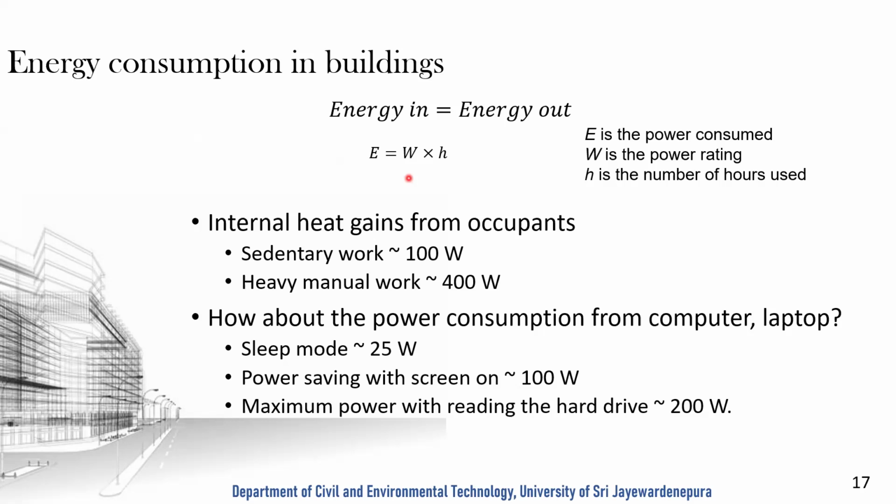For energy consumption, we have to figure out what the sources of energy into the building are. If there are many people, their body heat is also added. Sedentary work means not much heavy duty, like sitting at a desk or on a chair; that sort of work may emit about 100 watts. Heavy manual work, like lifting and transporting things somewhere, is about 400 watts per occupant.